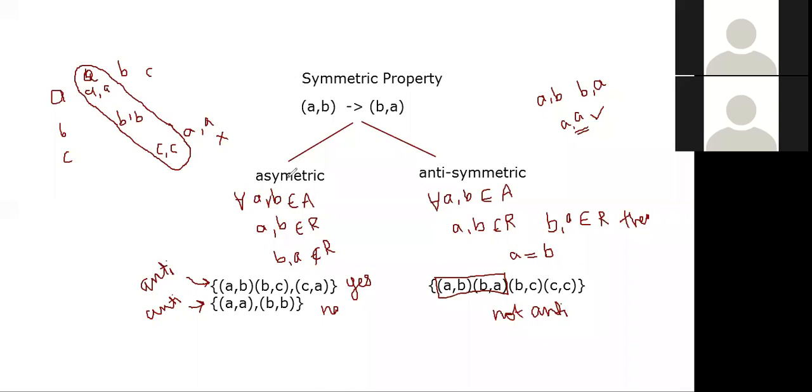Another difference, here it wants AB and BA must be present, whereas these two both do not want such a relation, and that's why the names are asymmetric and anti-symmetric.